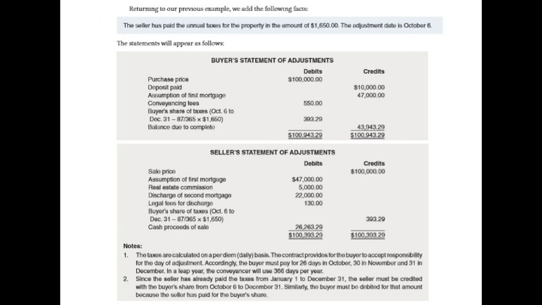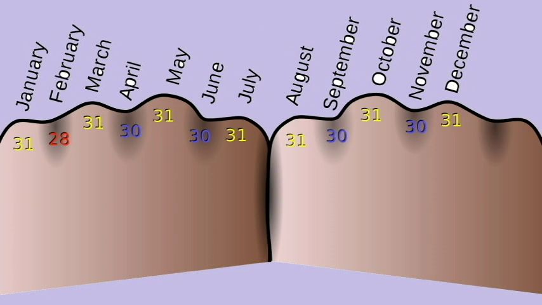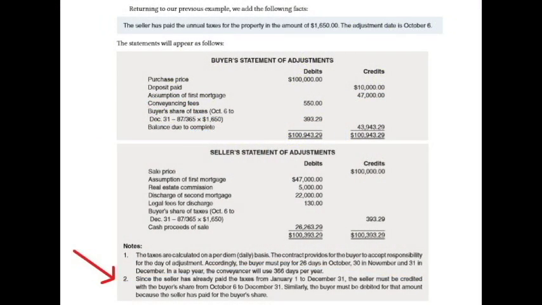The contract provides for the buyer to accept responsibility for the day of adjustment. Accordingly, the buyer must pay for 26 days in October, 30 in November, and 31 days in December. And I heard somebody say before, maybe it's in the Real Smart Train, they say it's a good thing to memorize the days of the year, like how many days per month. Okay, anyways, in a leap year, the conveyancer will use 366 days per year.